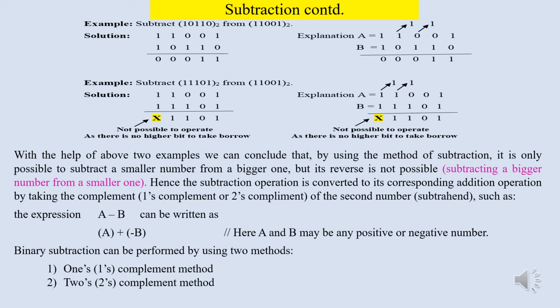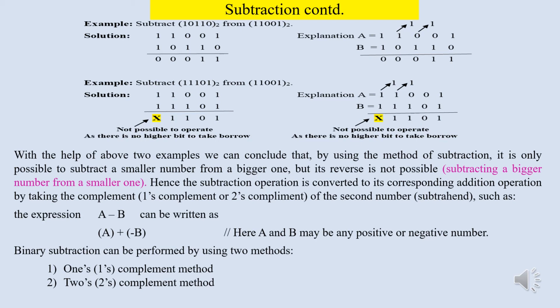Here we will discuss some of the examples of binary subtraction by using the method of subtraction. To explain the subtraction operation, we have taken 2 examples. In the first example, we want to subtract 10110 from 11001. To start with subtraction from its least significant bit, that is A is equal to 1 and B is equal to 0, we get the difference as 1.